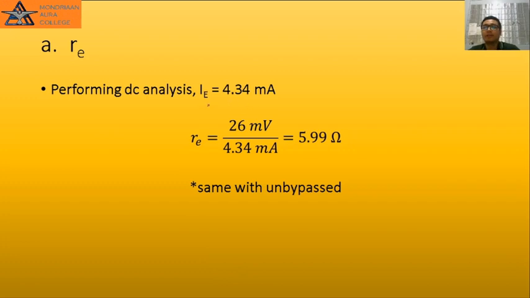Right. For I sub E, wala rin pinagkaiba ito dun sa unbypassed kasi nga, kagaya ng sabi ko, walang epekto ang capacitor under DC conditions. Naka-open lang naman lahat ng capacitors under DC. That's why ang ating R sub E is the same with the unbypassed, no? 5.99. Ito yung na-calculate natin last time, no?